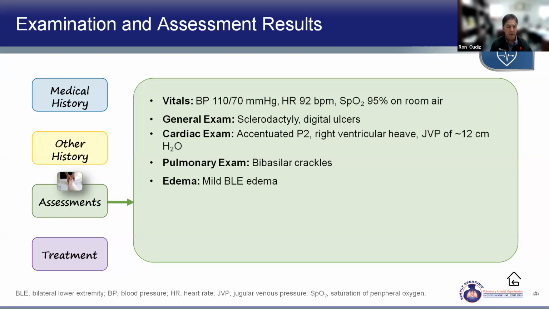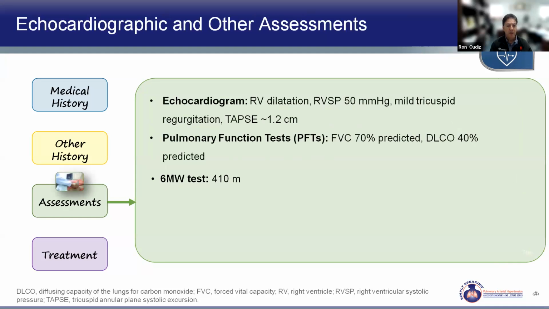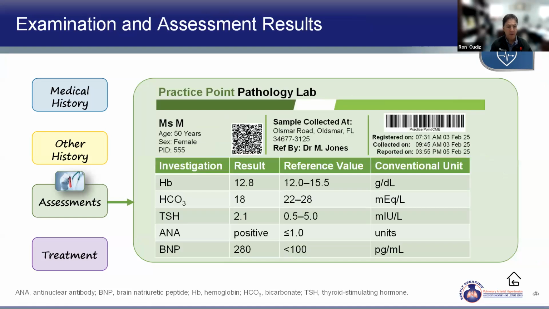Her pulmonic component of the second heart sound is increased, and she has an RV heave, and her JVP is up. On exam, she has some bibasilar crackles and mild bilateral lower extremity edema. Echo shows RV dilatation. RV systolic pressure is estimated at 50 millimeters mercury, and her TAPSE is low at 1.2 centimeters. Her PFTs reflect a mild reduction in FVC. Her DLCO is way out of proportion to that, 40%, and she walks about 400 meters.